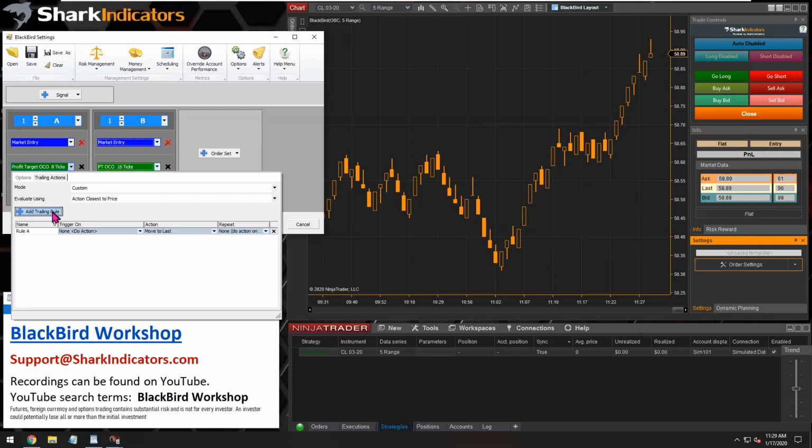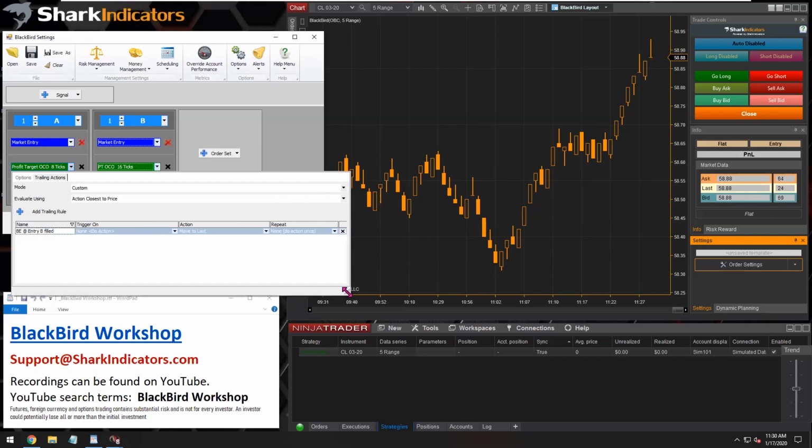So we need to set the mode to custom for our trailing actions. And we're going to add a trailing rule here. And let's modify the name here. So we're going to go to break even at. We're going to move this profit target to break even when the entry B gets filled here.